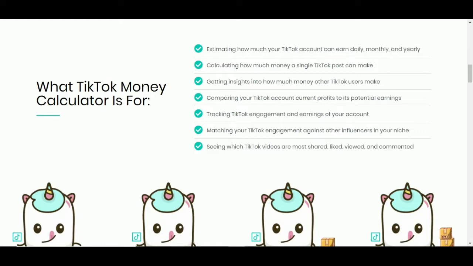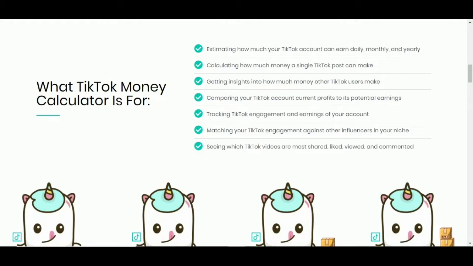What does TikTok Money Calculator stand for? Estimating how much your TikTok account can earn daily, monthly, and yearly. Calculating how much money a single TikTok post can make. Getting insights into how much money other TikTok users make. Comparing your TikTok account's current profits to its potential earnings.